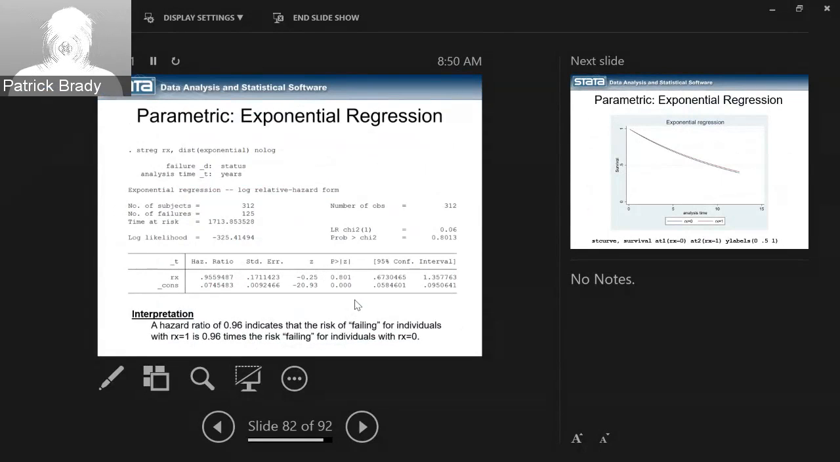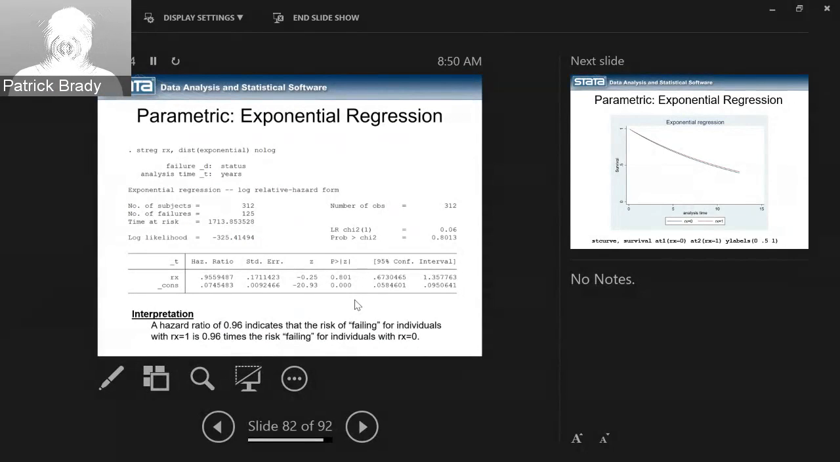The command here is streg, and if I wanted to specify the same kind of model we did before for the drug treatment, I'm just going to type streg rx, but then I do have to give it a functional form. I should have written out distribution, but I've typed comma dist, short for distribution. Here I've selected an exponential distribution for my baseline hazard rate.